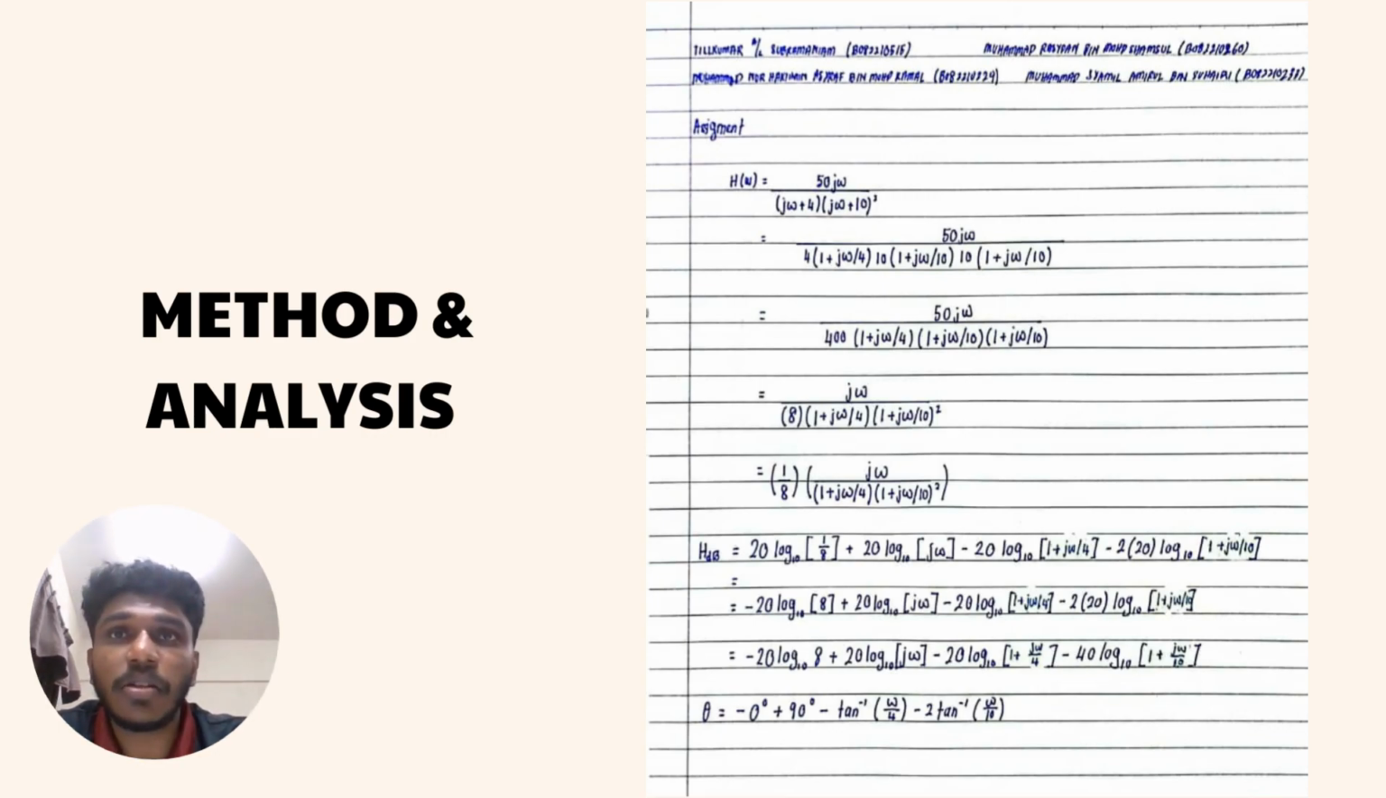From the magnitude equation we will change the equation into a phase shift equation. Negative 20 log 8 becomes 0 degrees. For 0 degrees there is no positive or negative, so we can write it as either. And then for the jω, it changes into 90 degrees, minus tan inverse of (ω over 4), and minus 2 tan inverse of (ω over 10).